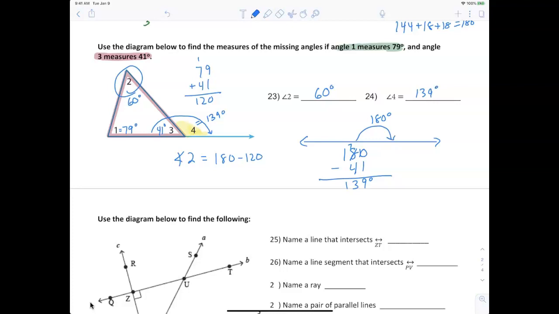Now notice that if I do again 139 plus 41, that's equal to 180 degrees.